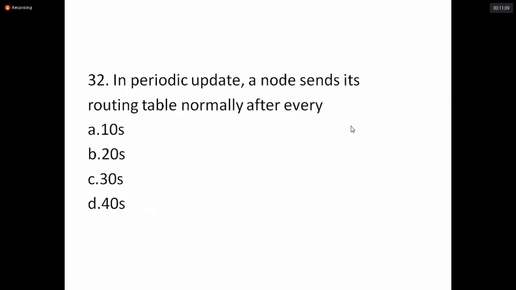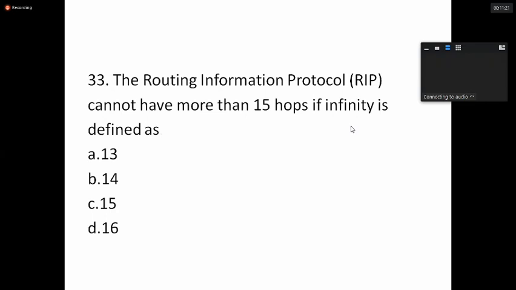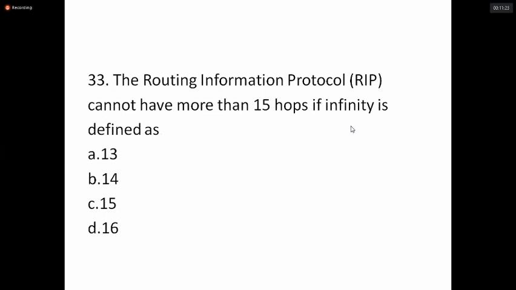In periodic update, a node sends its routing table normally after every dash. 30 seconds. Yes, it is 30 seconds. Next, the Routing Information Protocol cannot have more than 15 hops if infinity is dash. It is 16.